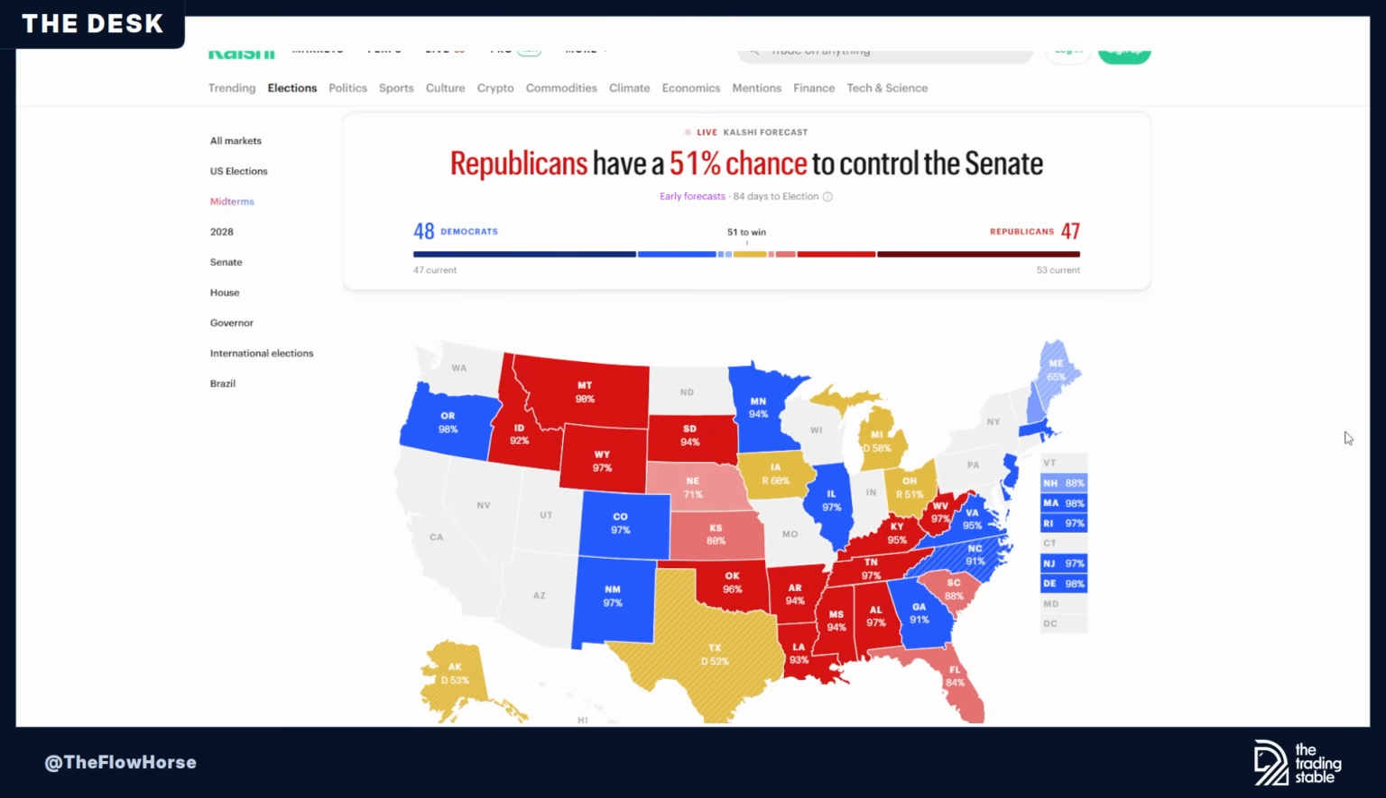Keep an eye on Kalshi because this is giving you all the information you need to know for the upcoming midterms, which will probably have a pretty big impact on how risk trades.